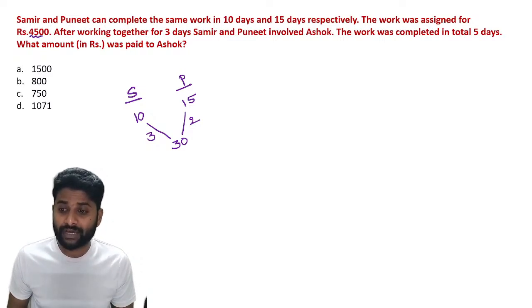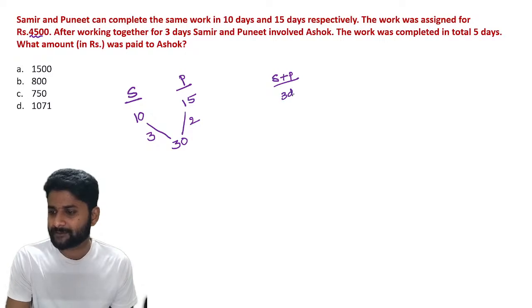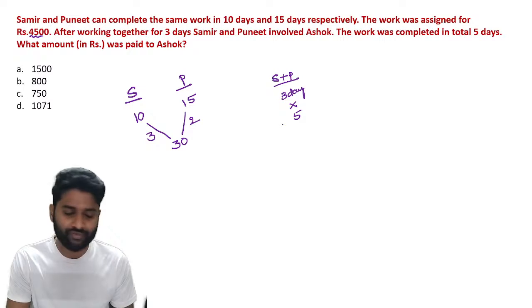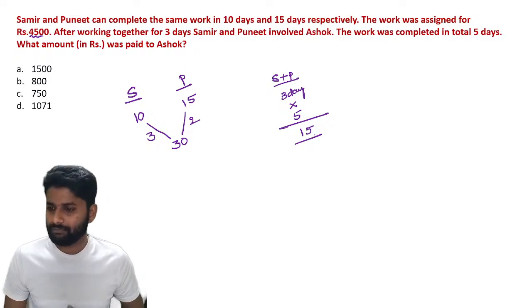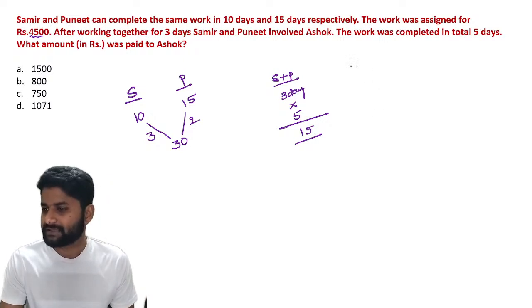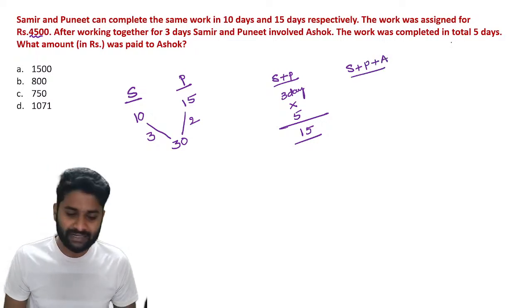After working together for 3 days, it means Samir and Puneet both worked for 3 days. If both worked for 3 days, every day both will complete 5 units. In 3 days, they will finish 15 units. Now, after that, Samir and Puneet took help of Ashok also. Then the whole work is completed in 5 days.